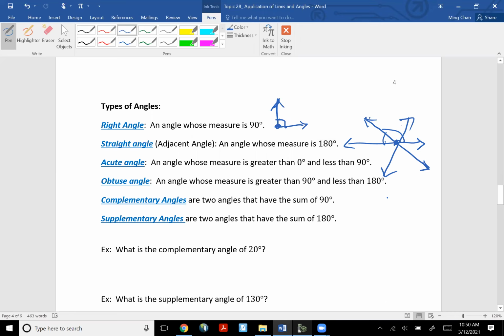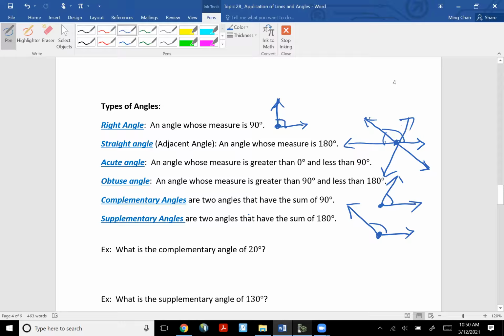Acute angles: two rays that form an acute angle. An acute angle means an angle that is bigger than 0 degrees but less than 90 degrees. Obtuse angles are where two rays form an angle, and that angle itself is bigger than 90 and less than 180.